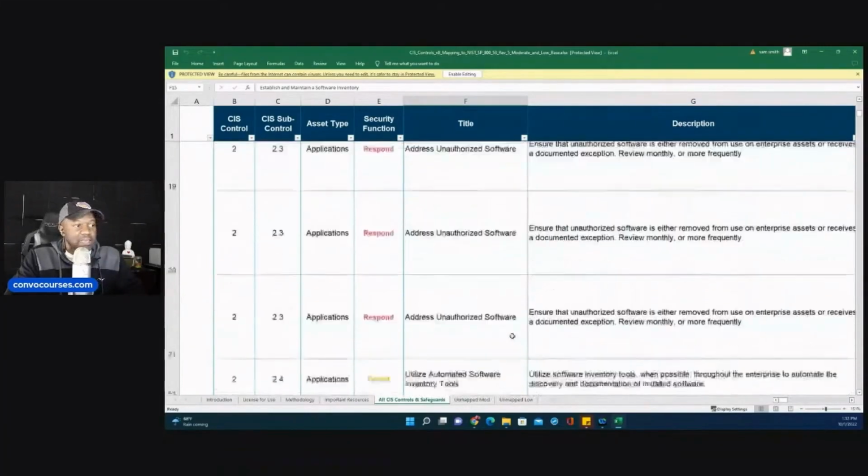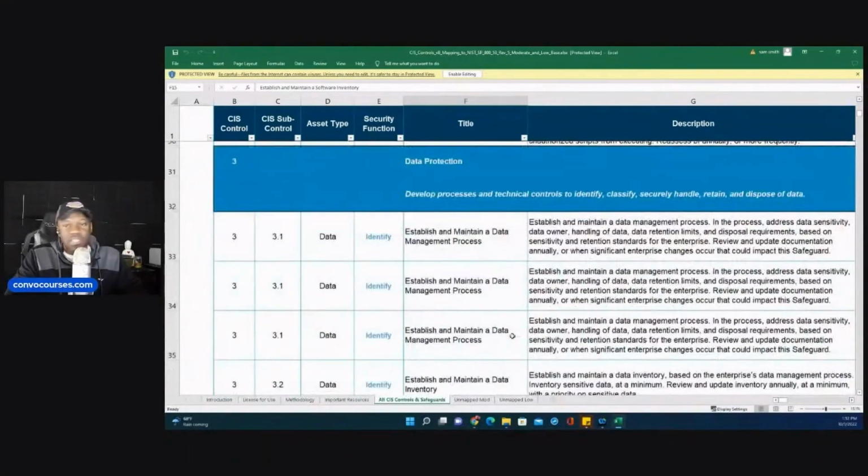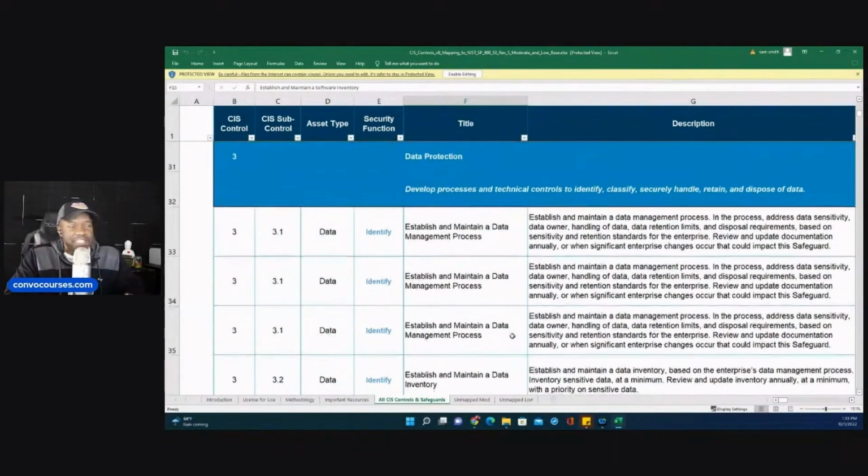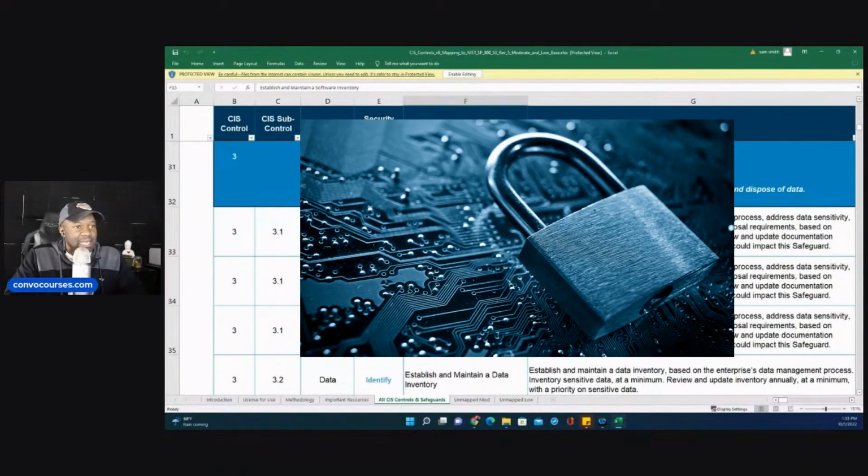Inventory. So let's keep going here. I want to go down to 3. So we talk about hardware inventory, software inventory. How about data protection? So CIS, data protection, and we're not going to go through every single one of these like we did with ISO 27001. We'll keep it high level. We'll hit a couple sections, and then we'll just move on.